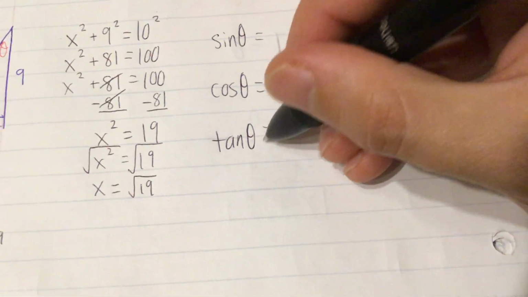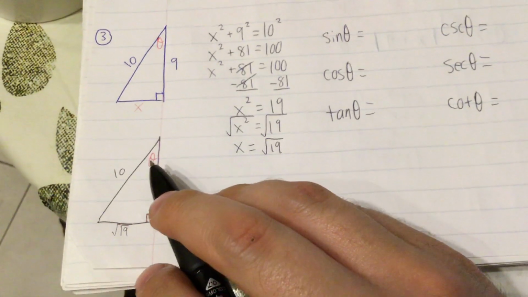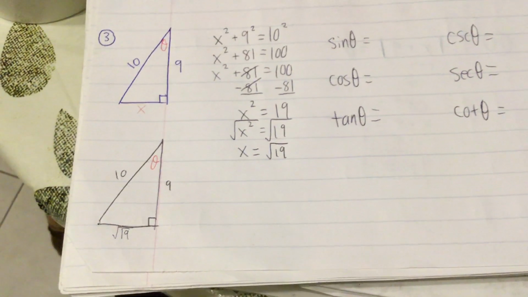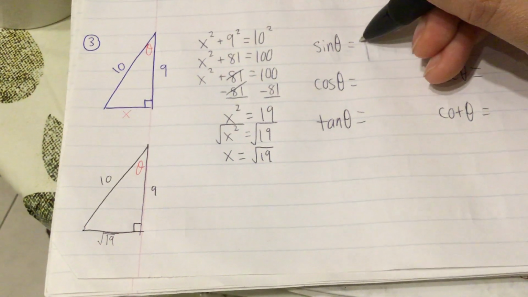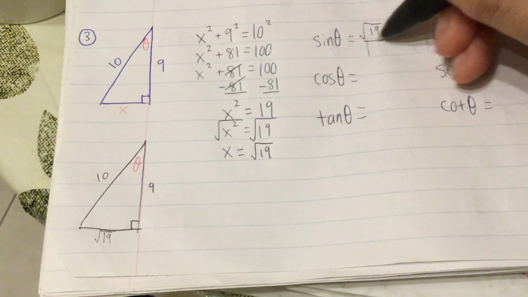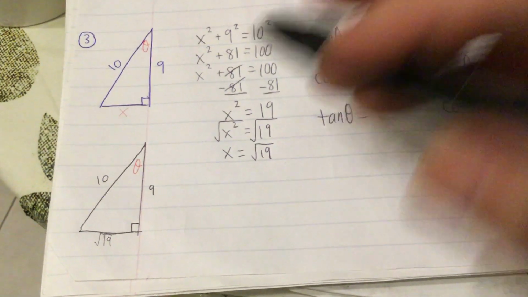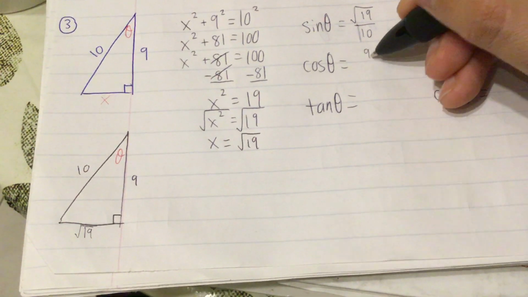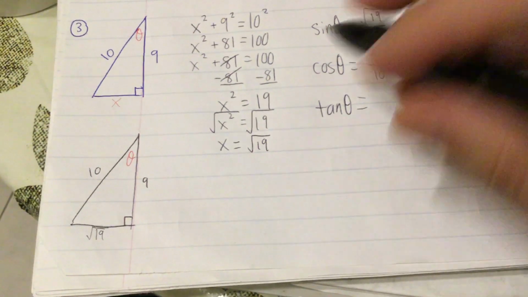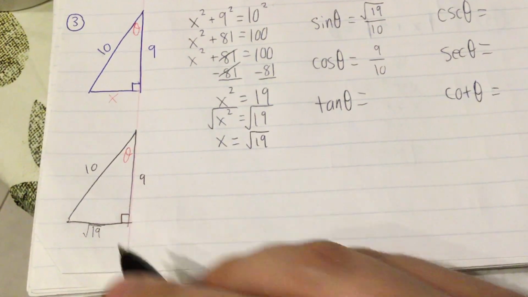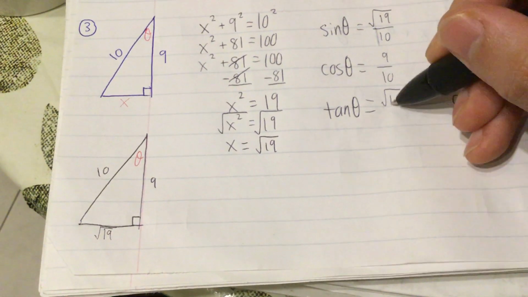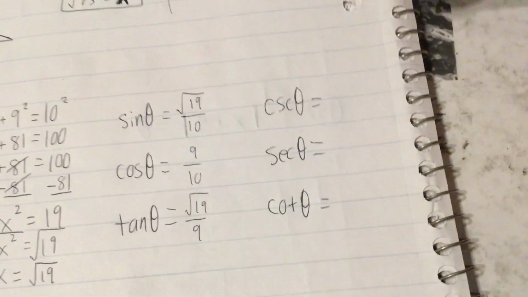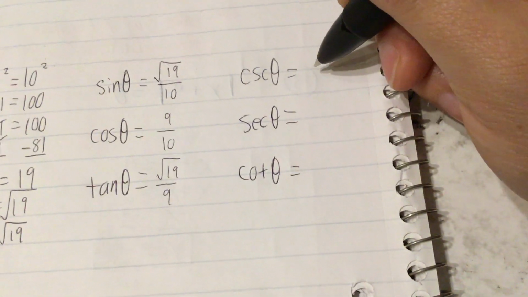Okay, now let's take a look at the diagram at the same time. Once again, I'm looking at angle theta. What is the opposite side to its hypotenuse? Radical 19 over 10. What is the adjacent side to its hypotenuse? 9/10. What is the opposite side to its adjacent side? Radical 19 over 9. And finally, we're just going to look at these and make our reciprocal trig identities.